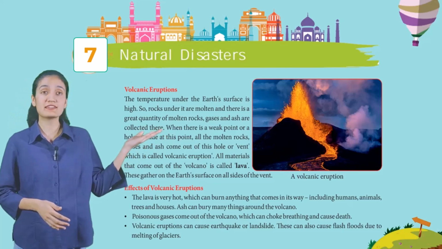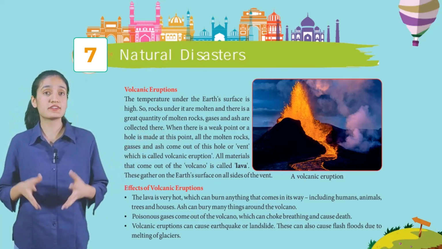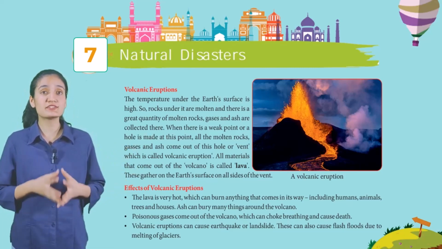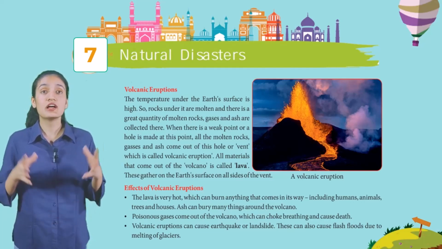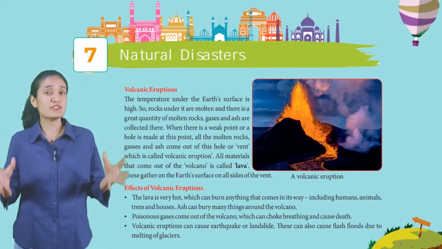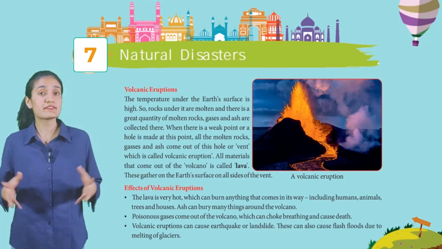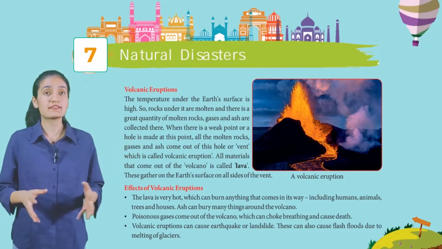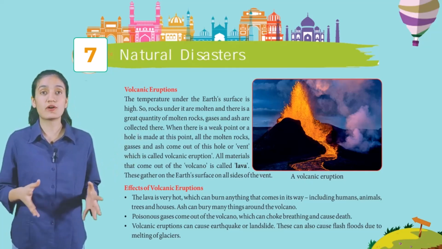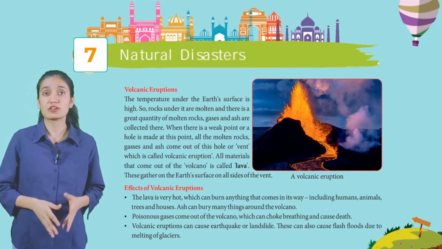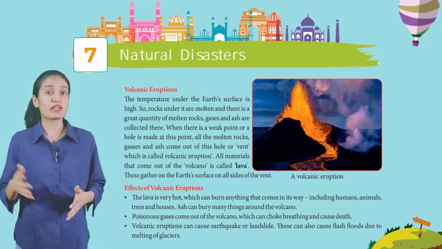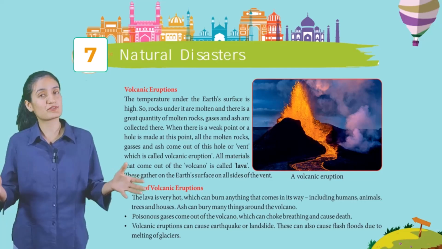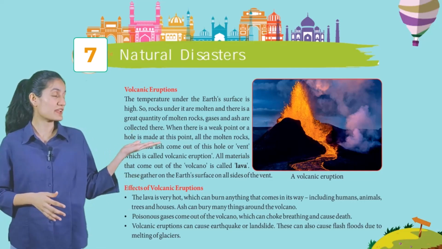Next is volcanic eruptions. The temperature under the Earth's surface is high, so rocks under it are molten and there is a great quantity of molten rocks, gases and ash collected there. When there is a weak point or a hole is made at this point, all the molten rocks, gases and ash come out of this hole or vent, which is called volcanic eruption. All materials that come out of the volcano are called lava. These gather on Earth's surface on all sides of the vent. Here you can see a volcanic eruption.